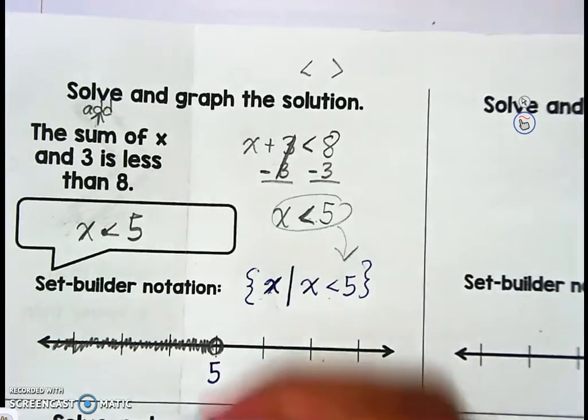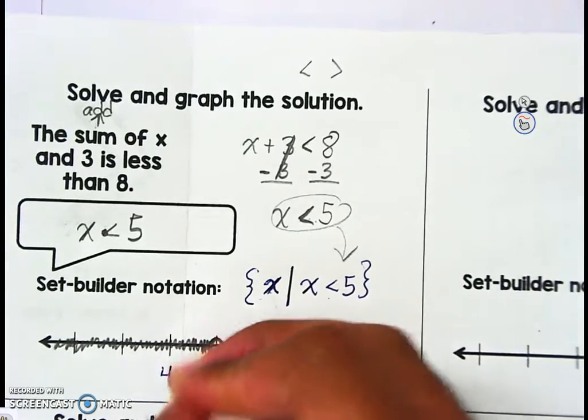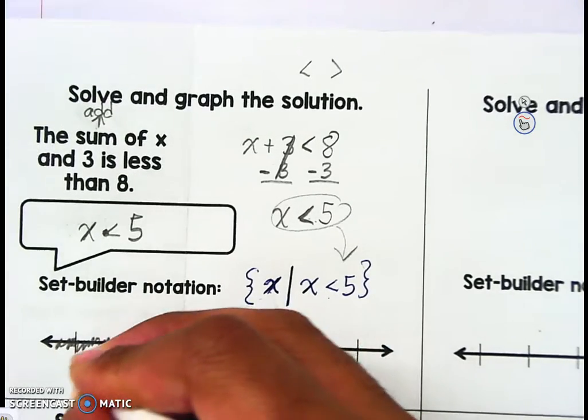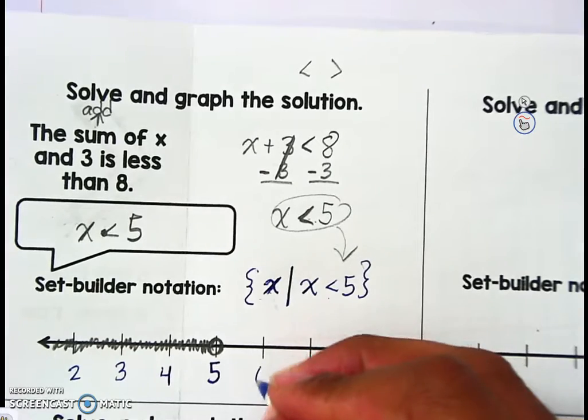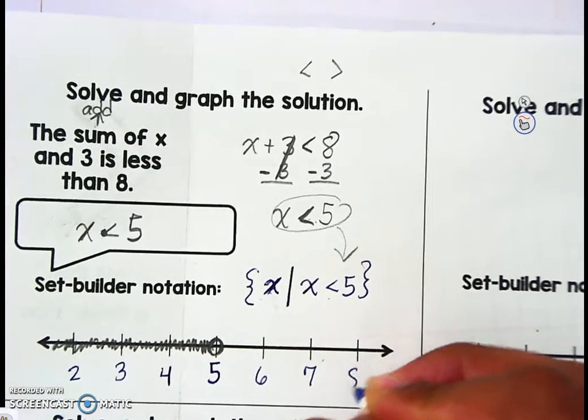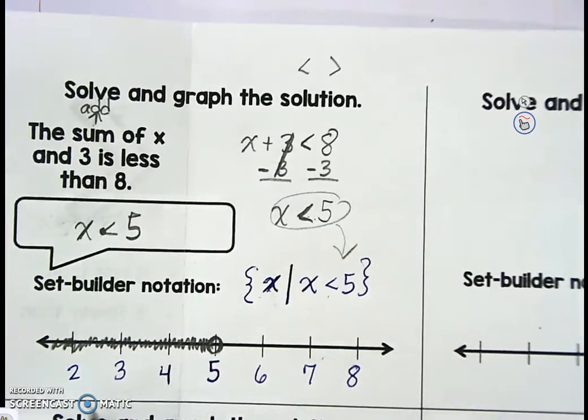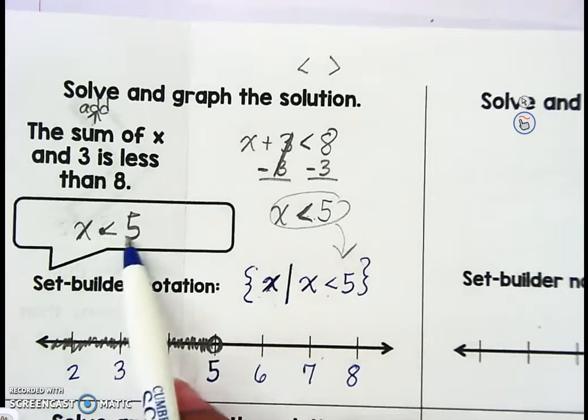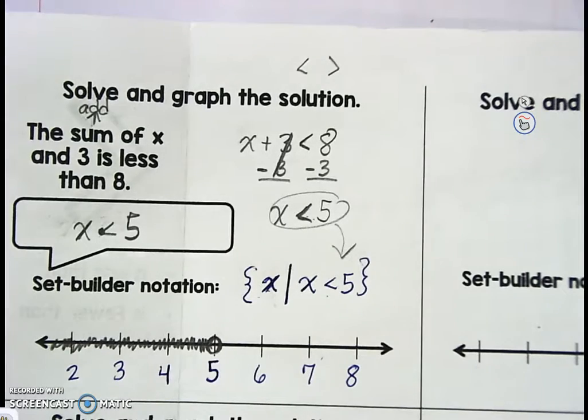And with this part, let's go ahead and fill in some other numbers, like 4, 3, 2. And this will be like 6, 7, 8. And if you look at it, 4, 3, and 2 are less than 5. So that's why we shade over there. Those are all numbers that are less than 5. Okay, so hopefully that's not bad.